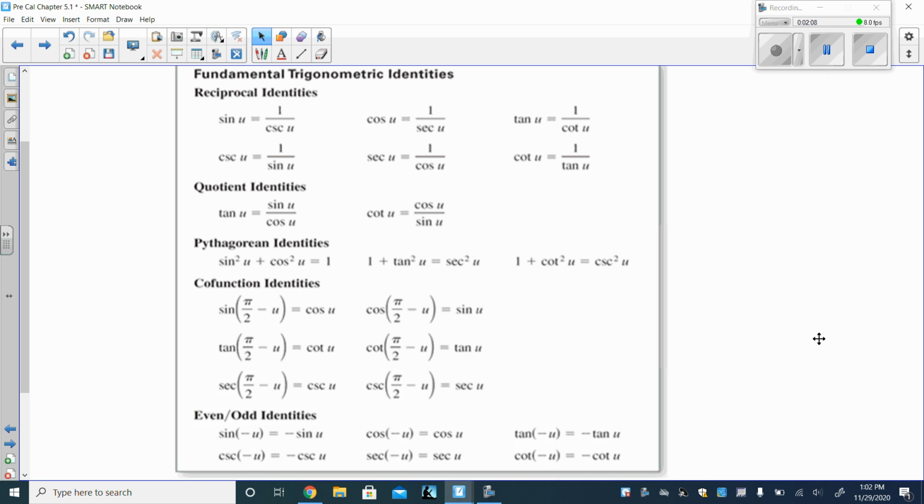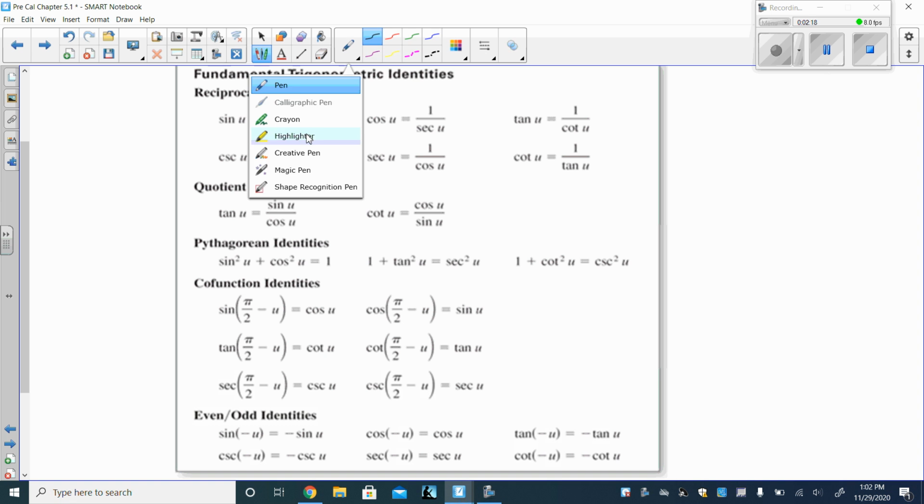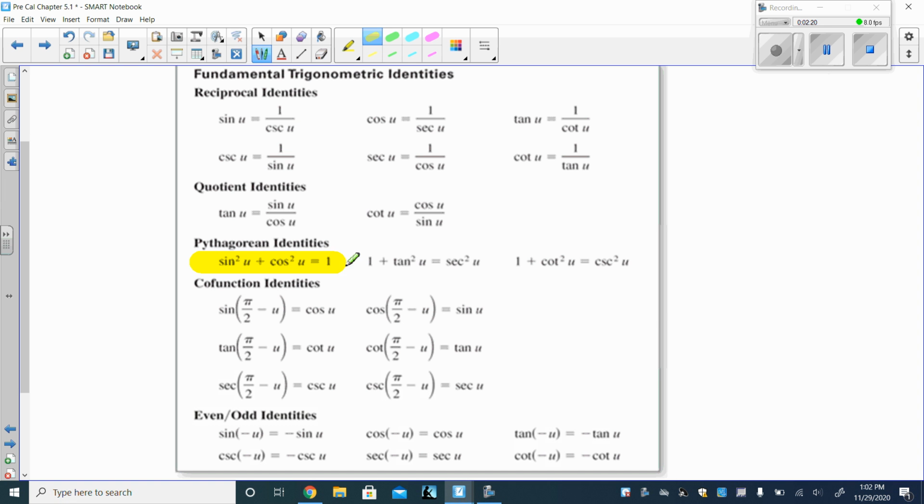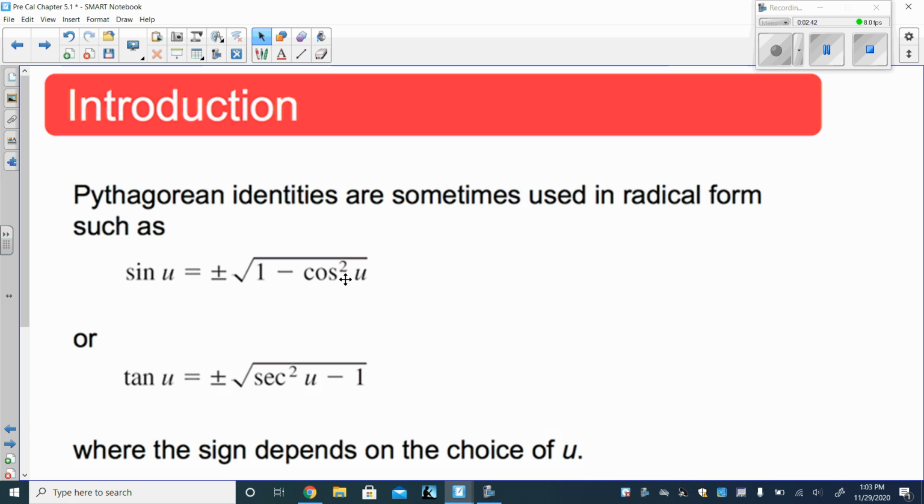Now, just because they're set up in this way doesn't mean we have to stick with this form. Most specifically, let me get a highlighter out. These three here, the Pythagorean identities, are more specifically what I'm talking about. We will utilize these throughout the course of this chapter, and we've already utilized them before, but we don't have to leave them in this form. So say sine squared plus cosine squared equals 1. Well, we don't have to leave it in that form.